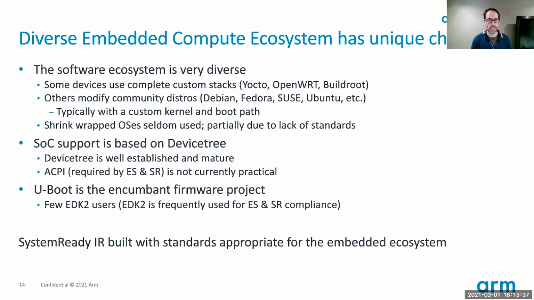First of all, the software ecosystem is very diverse. You've got builds on Yocto, OpenWRT, Buildroot. You've got devices that are based on community distros, usually with a recompiled kernel or a custom kernel and boot path, and often a pre-canned root file system image rather than using the distro tools. We don't see a lot of shrink-wrap OSs used. It's not that they're not there, it's just unlikely that they're being used in the devices, because these are bespoke things that are crafted for specifically what they're going to do.